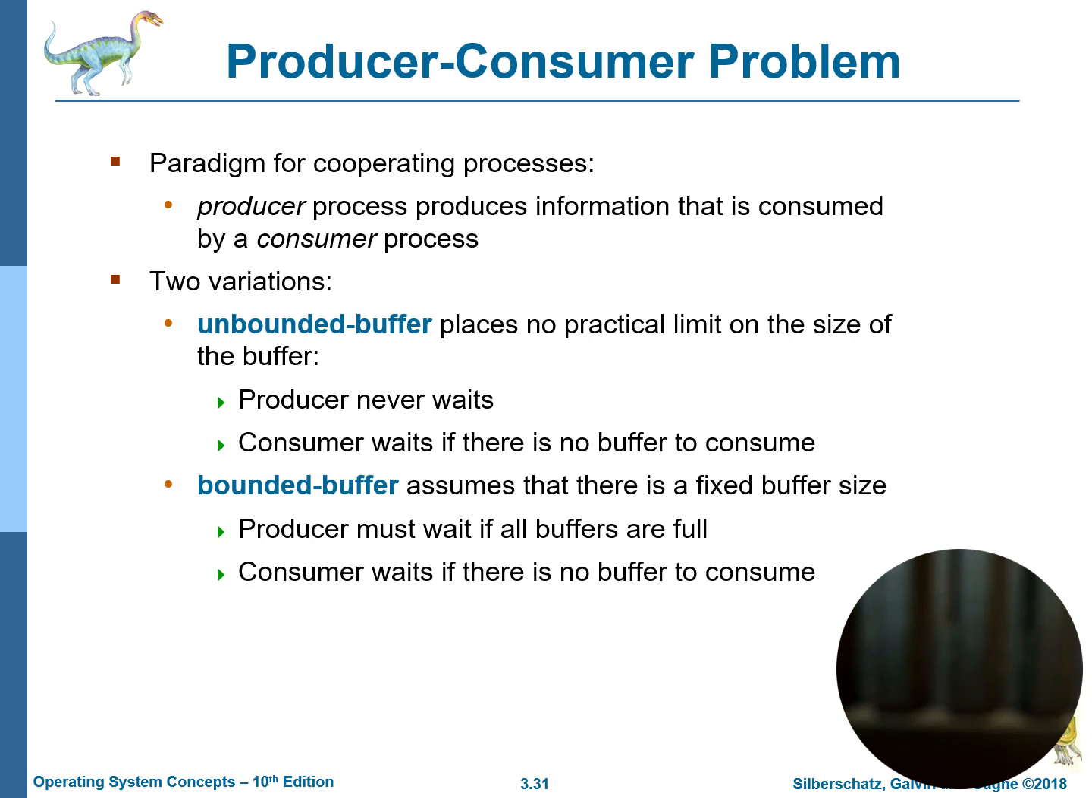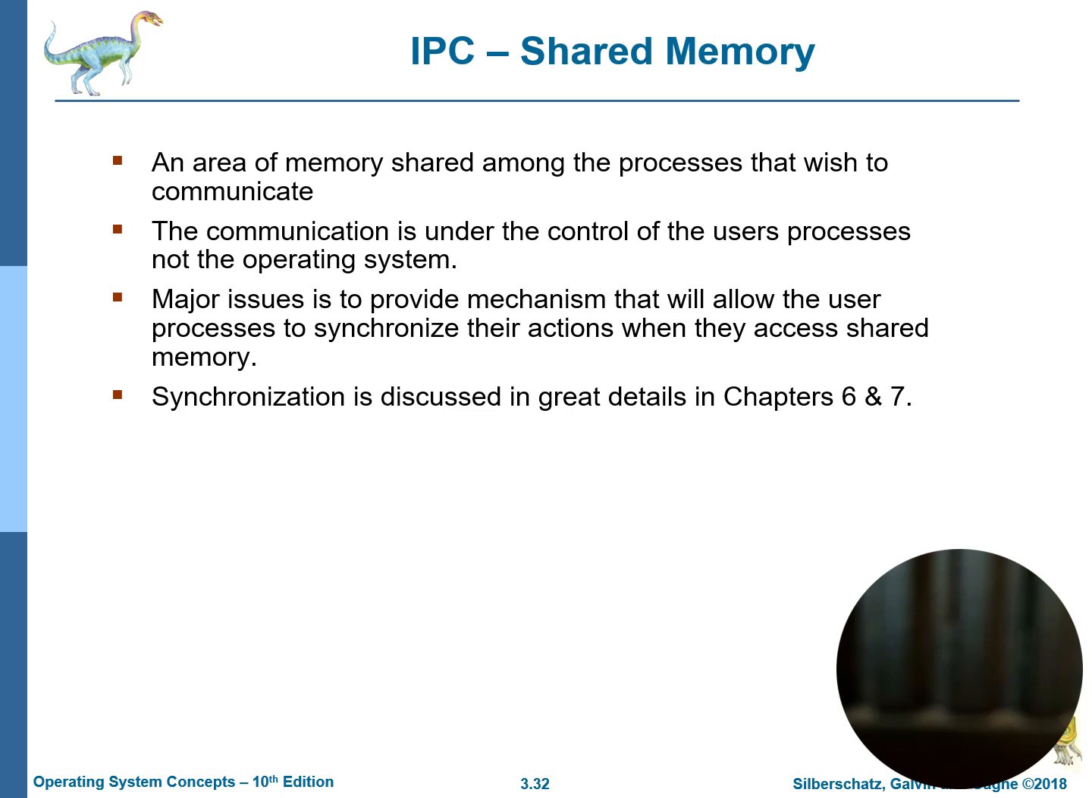The producer-consumer problem, don't worry about that one. Let us talk about inter-process communication through shared memory. It means two processes that are running concurrently will create a memory space where they can share. Each one can read and write from that. The communication is under the control of the user processes, not the operating system.